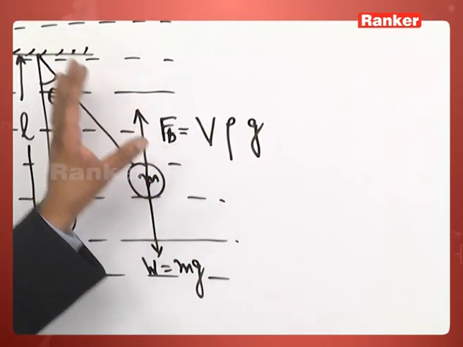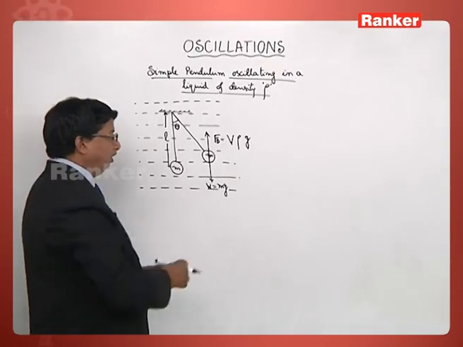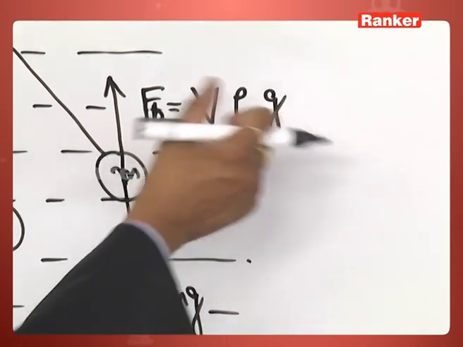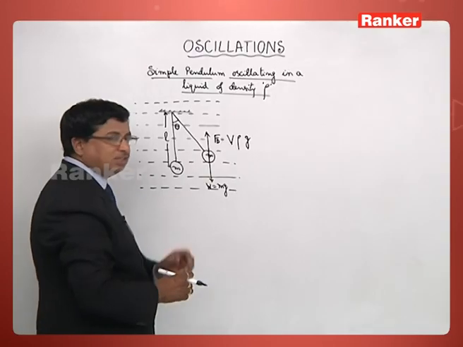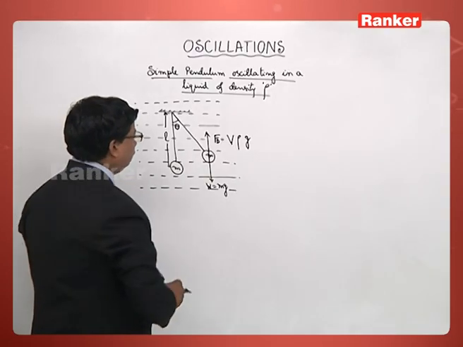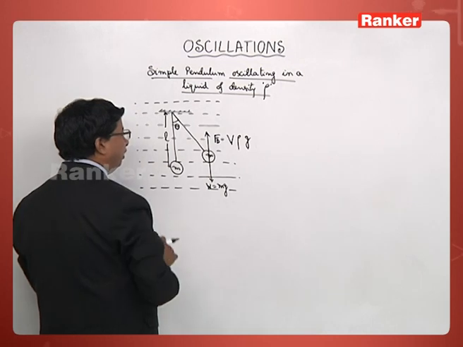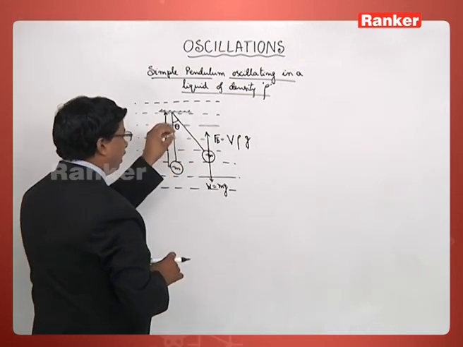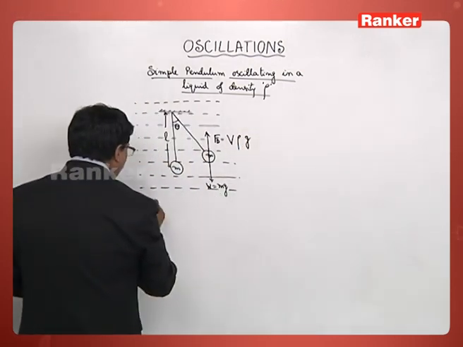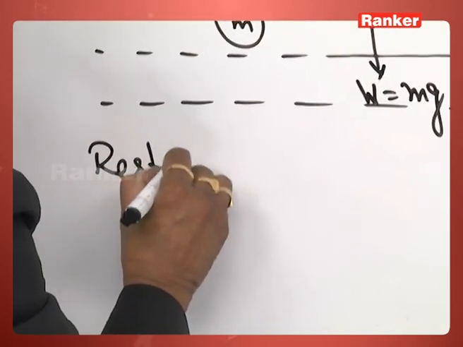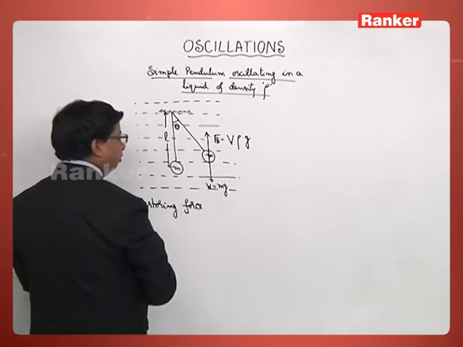V for volume and rho the density of that liquid, and g is acceleration due to gravity. In fact buoyant force also is equal to mg only. But while taking mass, it is volume into density we are considering, that's all. So the buoyant force is acting upward and weight is acting downward. Then what would be the effective force that is acting on the system? In other words, what is going to be the restoring force that is acting on the bob?